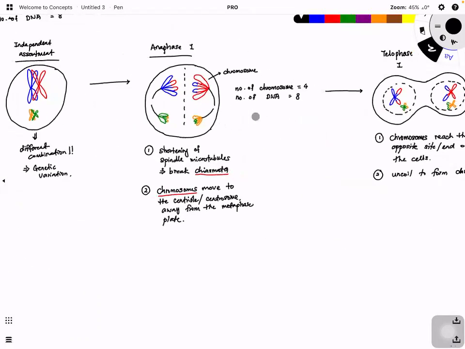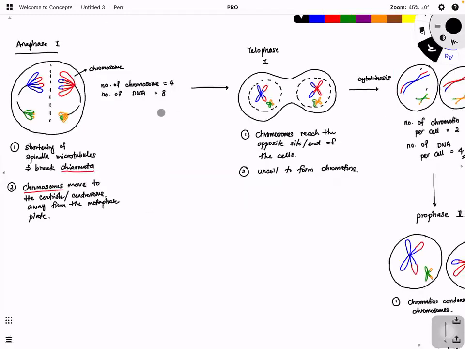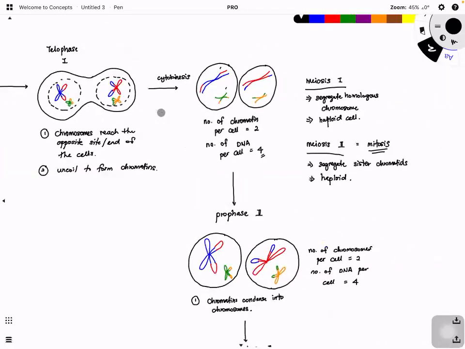During anaphase 1, this is the key item that you need to understand. You can see that the whole structure here we call a chromosome, not sister chromatids. The shortening of the spindle microtubules actually breaks the chiasmata, not the centromere at this moment, but the chiasmata. Therefore the chromosomes now move to the opposite pole away from the metaphase plate. Okay, so telophase 1, nothing special until cytokinesis actually takes place.